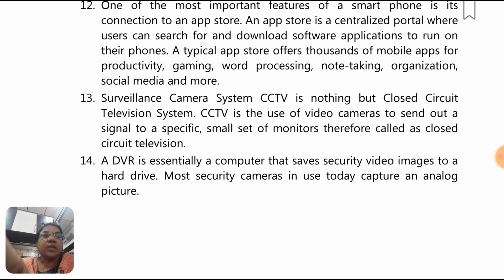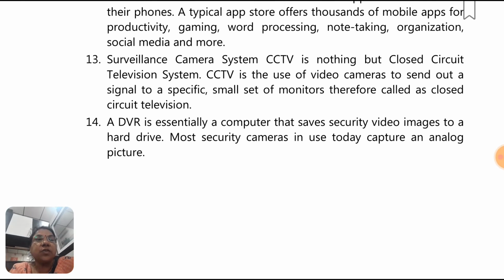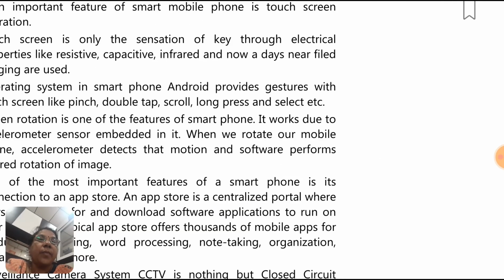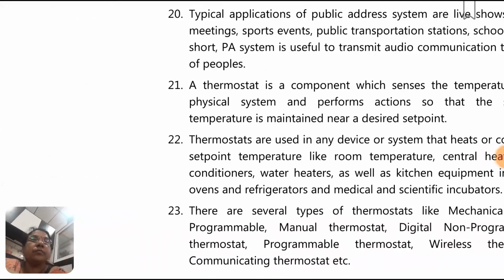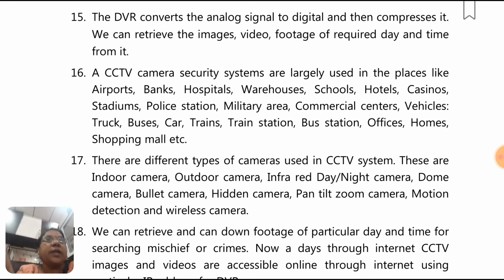Surveillance camera system is nothing but closed circuit television system. CCTV is the use of video cameras to send out a signal to a specific small set of monitors, therefore called a closed circuit television. A DVR is essentially a computer that saves security video images to hard drive. Most security cameras in use today capture an analog signal. So DVR converts the analog signal to digital and then compresses it. We can retrieve the image, video and footage of required day and time from it.